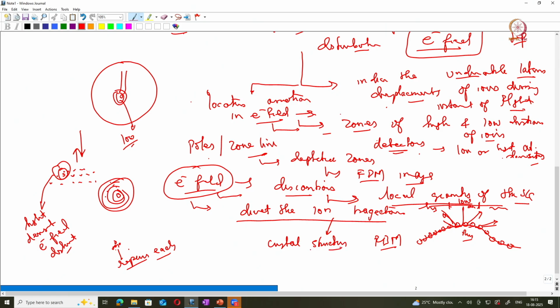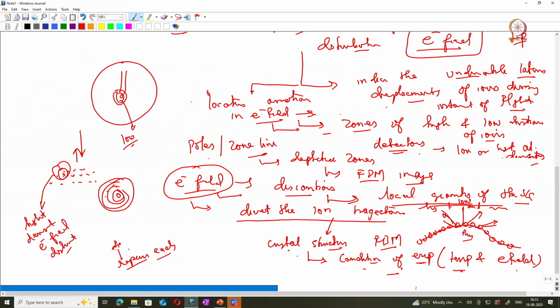Okay, and also the condition of the experiment, or we can say the temperature and the electric field. So the diversion of ion trajectories is related to the crystal structure and also the experimental conditions, which is related to your temperature and the distribution of electric field.